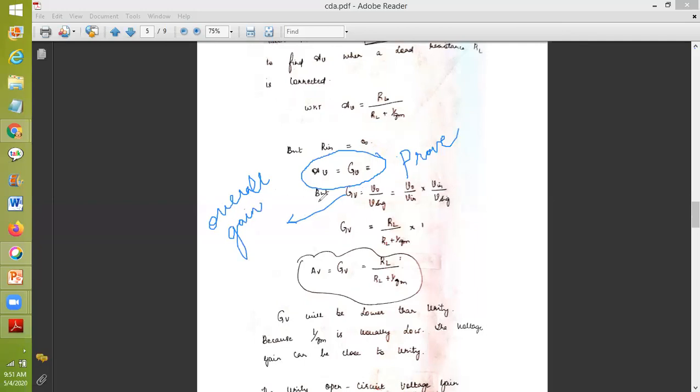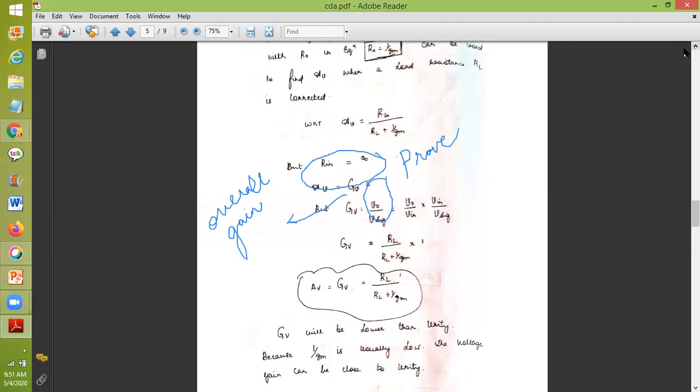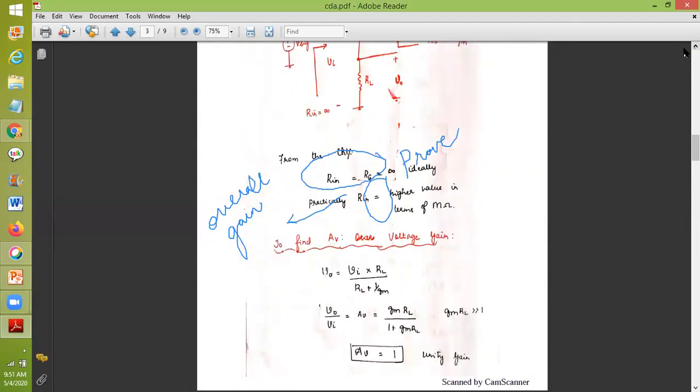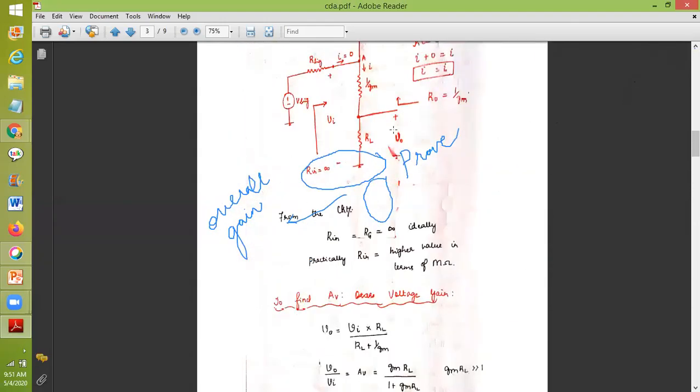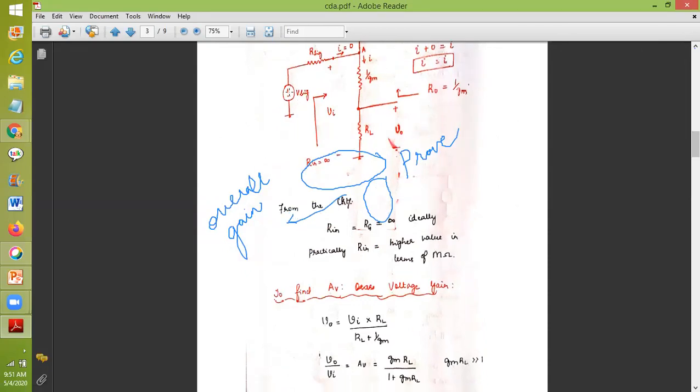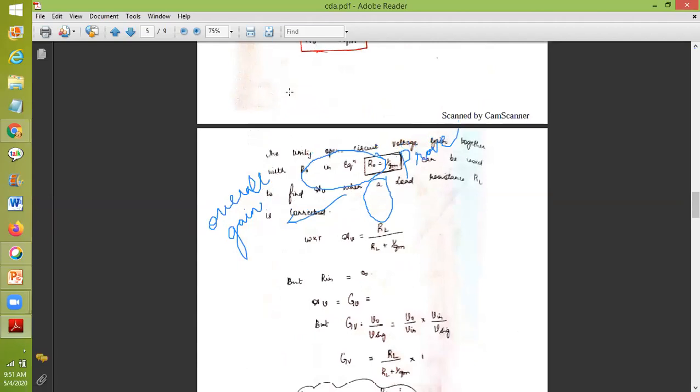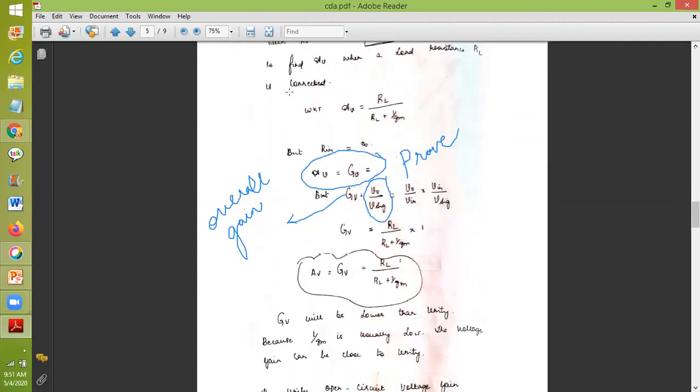So overall gain is what? V naught by V signal. Where can you find V naught by V signal exactly? Here, from this circuitry, V naught by V signal represents the overall gain. So V naught by V signal is equal to V naught by V in into V in by V signal.